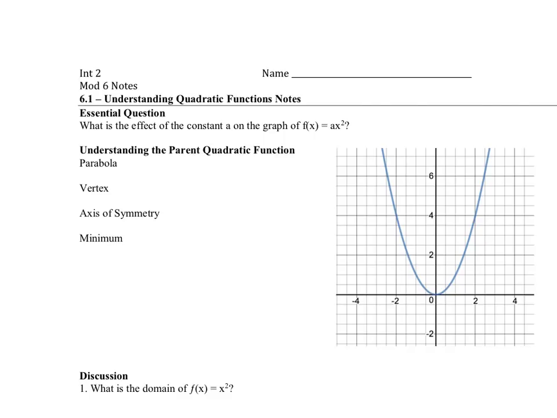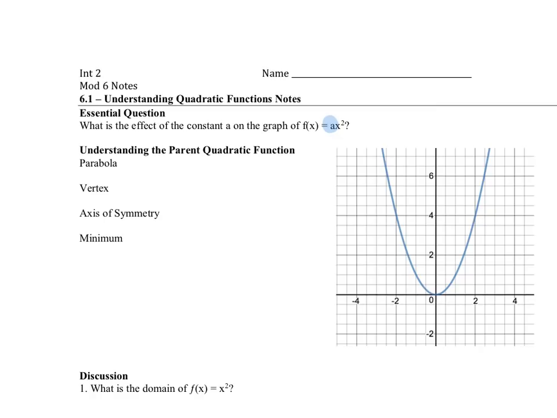All right, 6.1. So continuing in the realm of graphing, now moving into quadratics from absolute values, but a lot of the characteristics we learned with absolute value will carry over to quadratics. So our essential question is: what is the effect of the constant a on the graph y equals ax squared? What does that a value do to our graph?